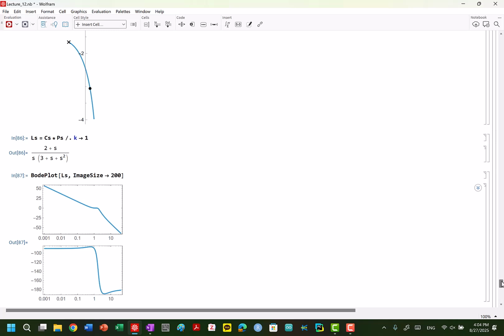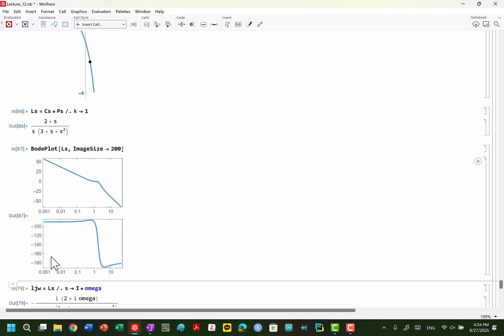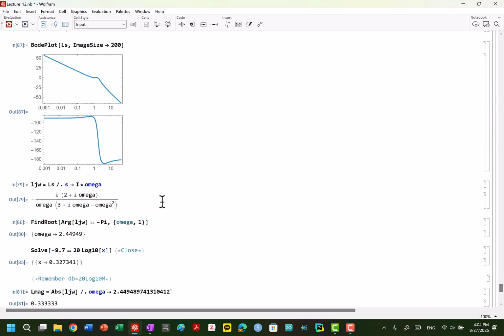So on my Bode plot right now, what I can see is that I hit minus 180 at a frequency of about 2.46. So let's see if that is true. What we're going to do is calculate, here, what's the omega when we get minus 180? It's indeed 2.44. Now, if I go up here to a frequency of 2.44, I get a decibel value of about minus 9.32. So let's say I do minus 9.32.